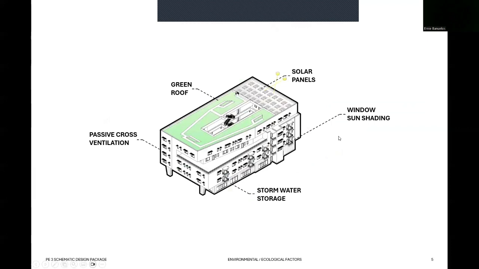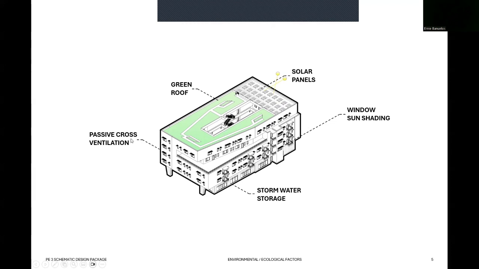And then moving on, environmental ecological factors. So LA has temperature that is pretty reasonable for the most part. There's sunshine, which means that we would need protection from the sun in all our windows and openings. So I integrated the sun shading devices on top of windows and also doors.